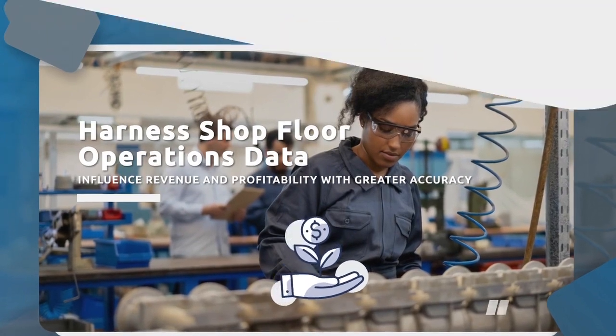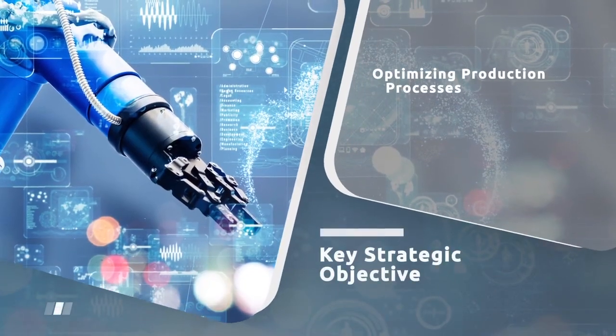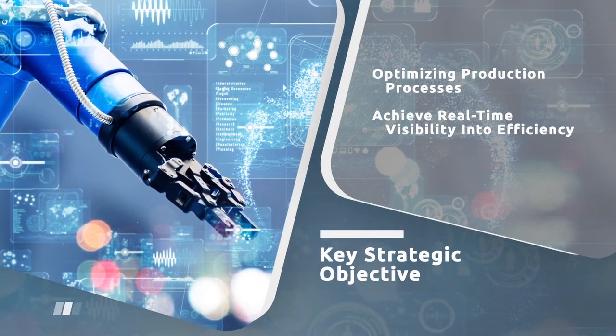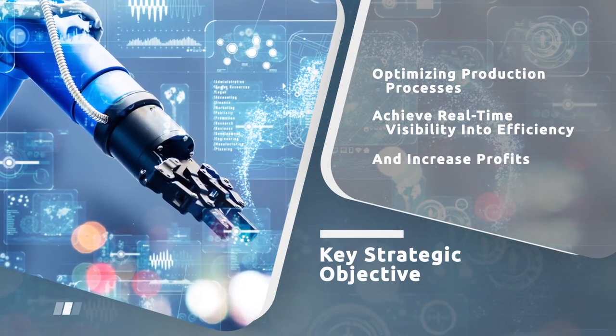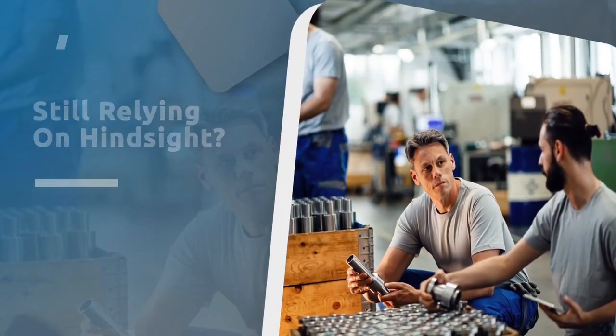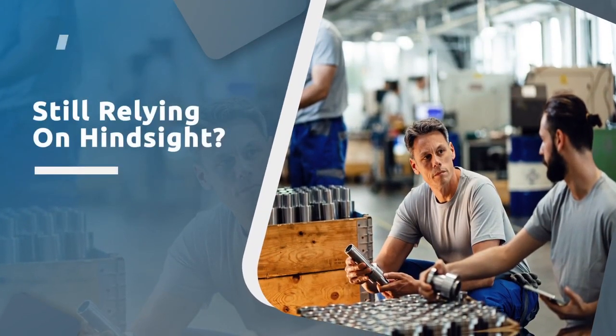That's why optimizing production processes to achieve real-time visibility into manufacturing efficiency and ultimately increase profits should be a key strategic objective of every manufacturer. But most manufacturers still rely on hindsight to determine what might occur on the production floor.